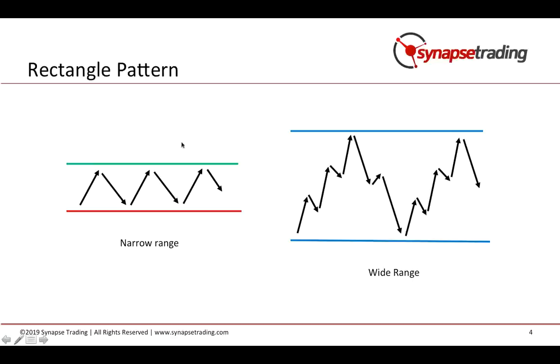The reason why I've colored this green and this red is because in the narrow range, if it breaks up, it tends to be bullish, and if it breaks down, it tends to be bearish. Whereas for the wider range, it tends to have more forced breakouts, meaning when it breaks up, the chance of it coming back down is higher than it continuing upwards. And when it breaks down, the chance of it rebounding up is higher than it continuing downwards, meaning the chance of success for a breakout is much less for a wide range. Hence, I color it blue.